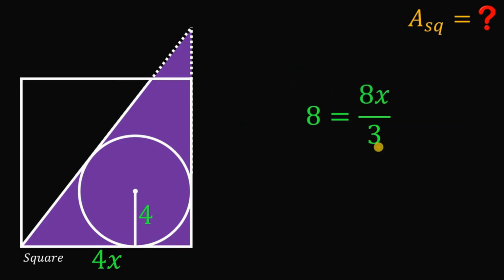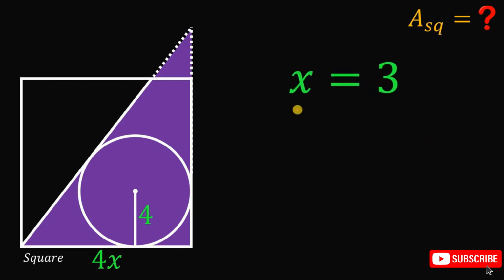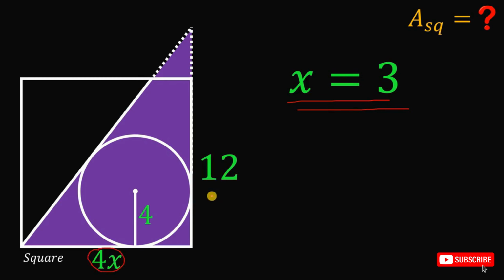Now we can also solve for the value of x. Let's multiply both sides by 3 and divide both sides by 8. So sure enough, we cancel out 8 and we get that x equals 3. So x equals 3. Since x equals 3 and the side length of this square is 4x, 4 times 3 will give us 12, which is the side length of our square.